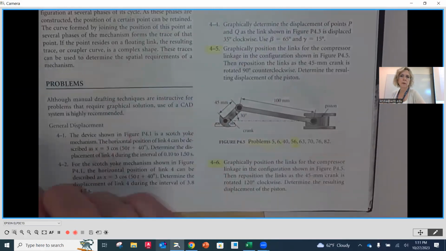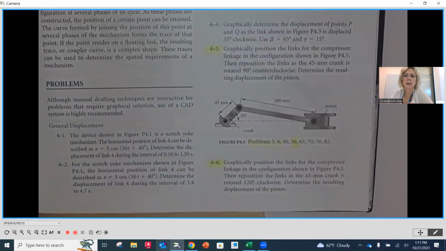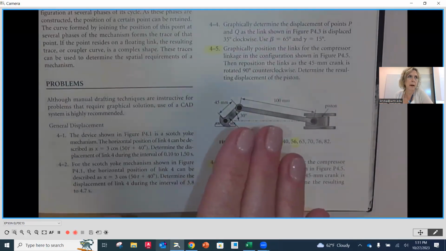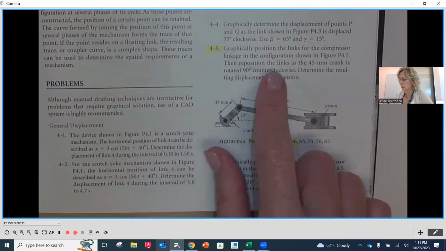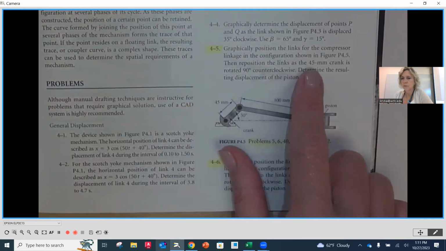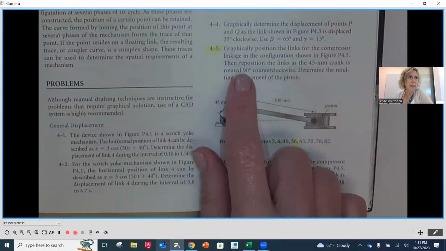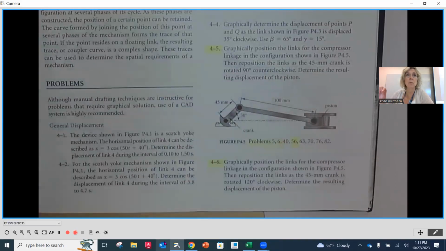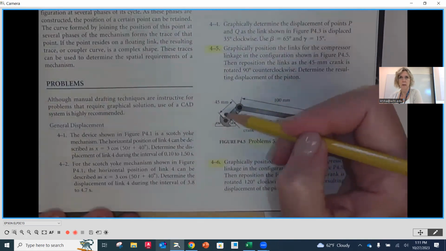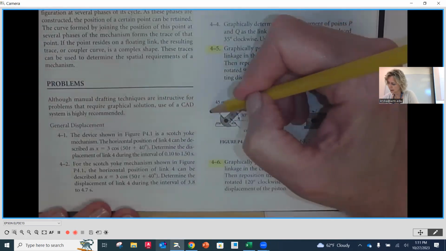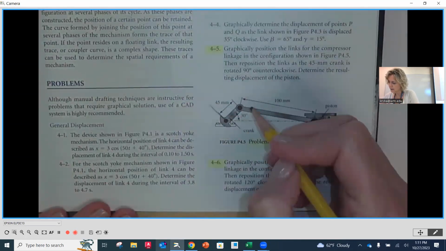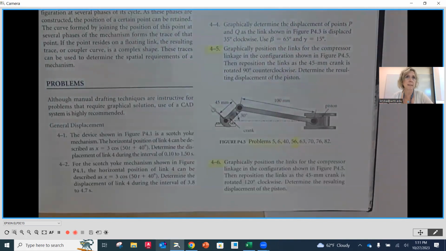Okay, so you're going to first draw that kinematic diagram in the position that you see here. Then from this position, you're going to reposition the links as that 45 millimeter crank rotates 90 degrees from where it's at. So don't position this straight up and down. You're going to go 30 plus 90. So it's going to be like over here, okay, is where the new crank is going to be. Does that make sense? Okay.